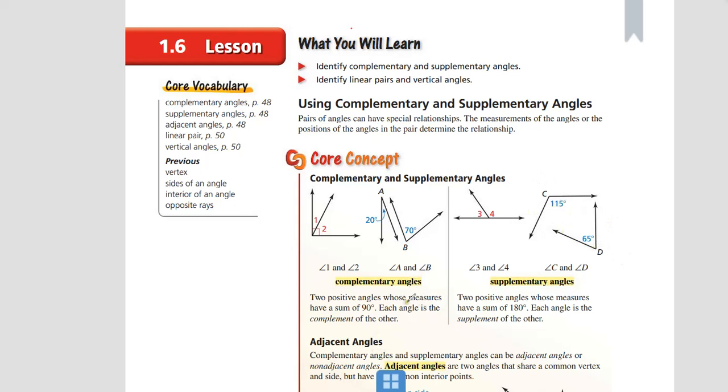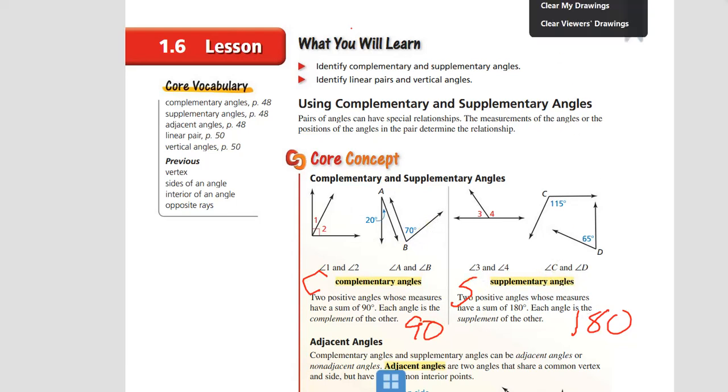Now, the way I keep track of them, see how the 90 degree one is a C, starts with a C, and the 180 one starts with an S. C comes before S in the alphabet, and 90 comes before 180 on the number line. So you can use that to keep track of them. The words are familiar to you, and you know the one that comes first is the 90, the one that comes second is the 180. You'll be good. So click that.